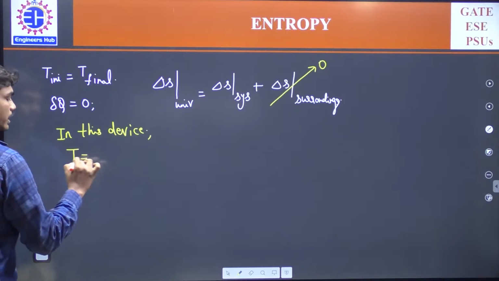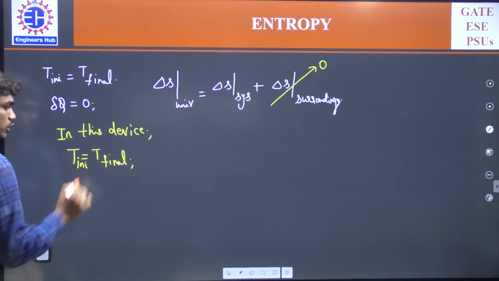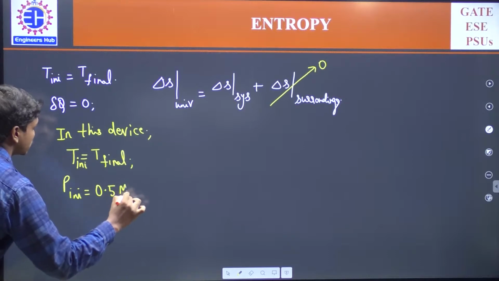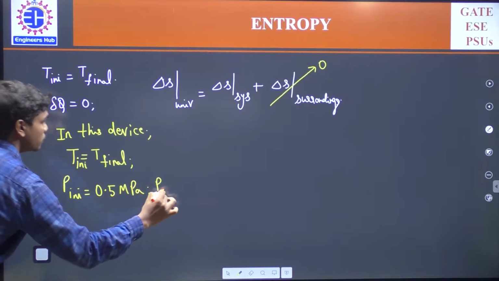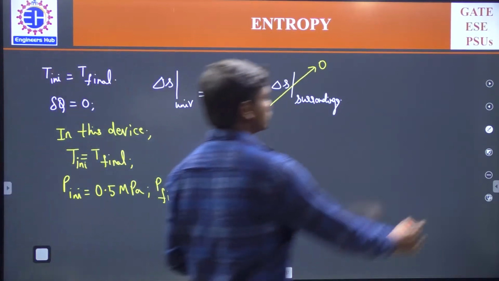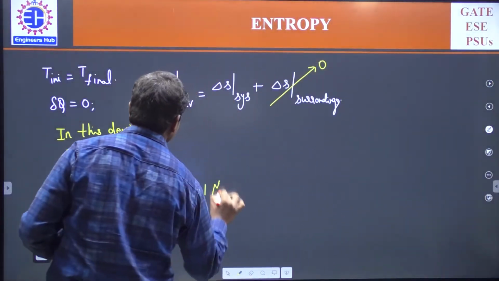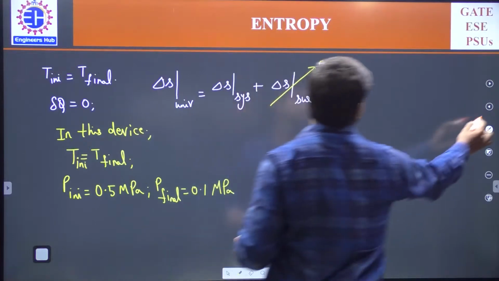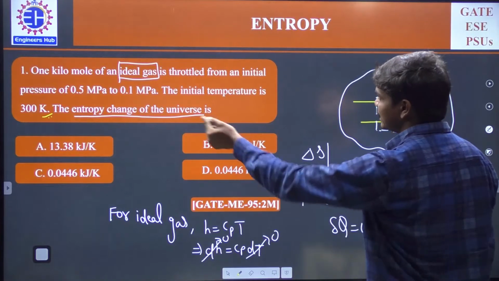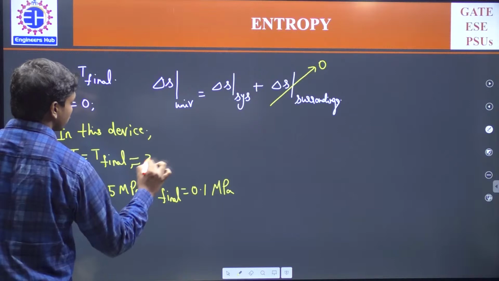Temperature is constant. I mean T1, the initial temperature, is the same as T final, but there is a pressure drop. Initial pressure is given as 0.5 megapascals and final pressure is given as 0.1 megapascals, correct? And they mention 1 kilomole of ideal gas. So mass is 1 kilomole and initial temperature is 300 Kelvin, so T final is equal to T initial, which is equal to 300 Kelvin.